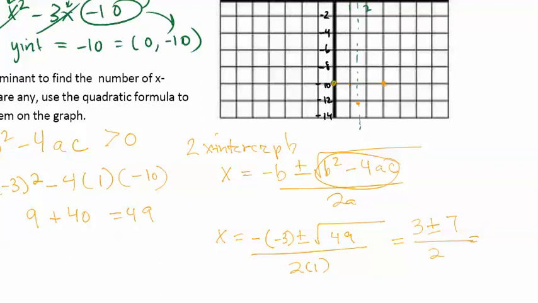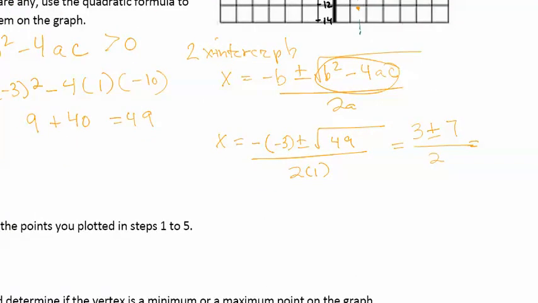So we can split this into two x-intercepts. In one case, 3 plus 7 is divided by 2, and that would give me 10 over 2, which will give me an x-intercept of 5. And the other case is that x is 3 minus 7 divided by 2, and so that would give me -4 divided by 2, which would be -2. So I have intercepts at (5, 0) and (-2, 0).